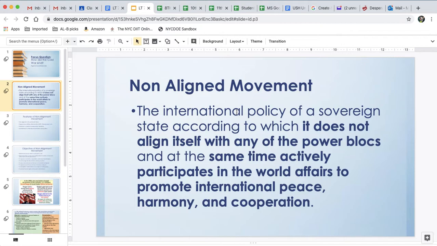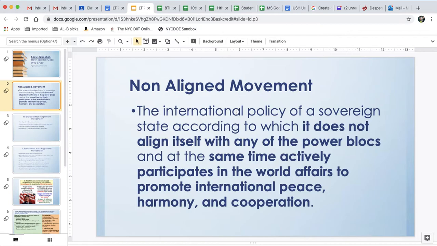They're not aligning themselves to either the United States or to Russia, but at the same time, they are actively participating in world affairs. And what they want to do is promote peace and harmony and cooperation, right? Some of these sovereign states joined the UN, the United Nations. They're not aligning themselves.